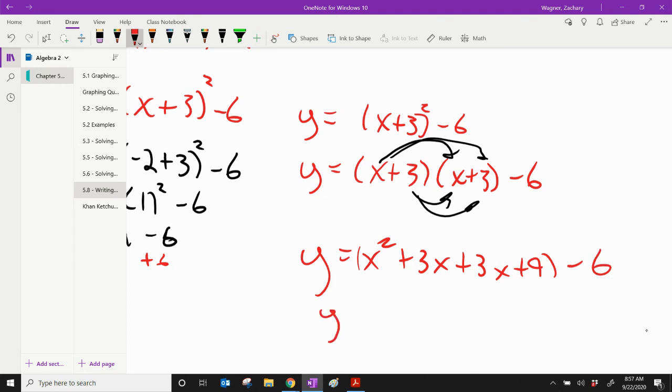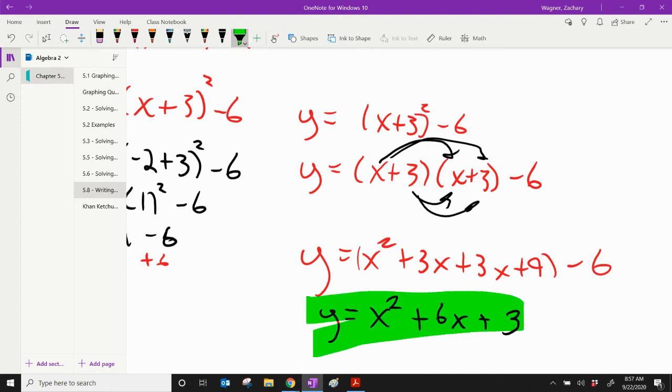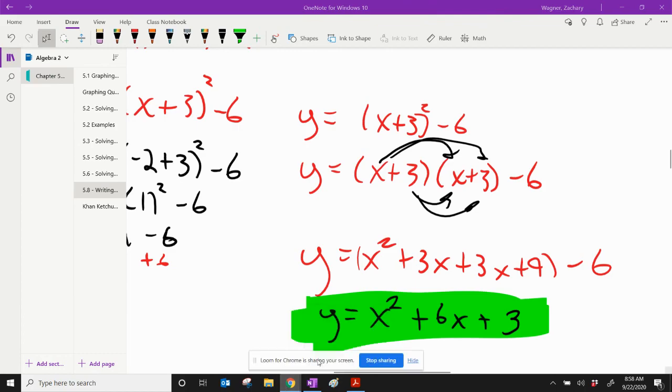Combine our two terms in the middle. x squared plus 6x plus 9 minus 6. Make sure that minus 6 stays until the very end, at which point 9 and -6 become +3. And that is the final answer. My A value is 1, my B value is 6, and my C value is 3. Very nice.